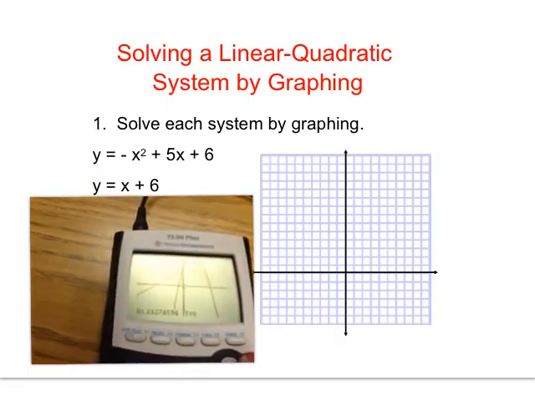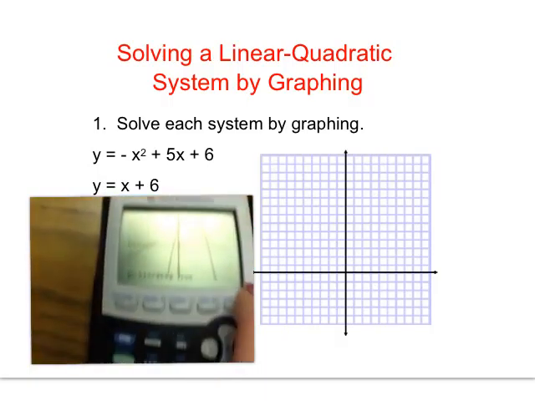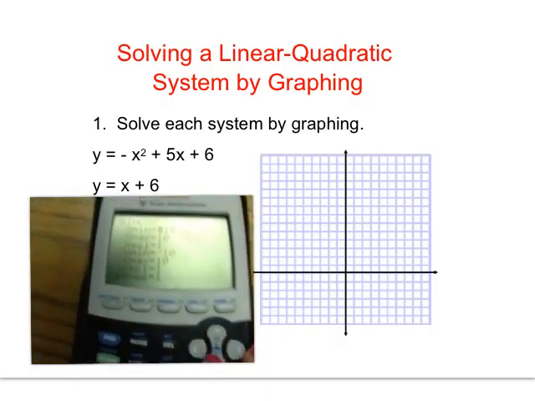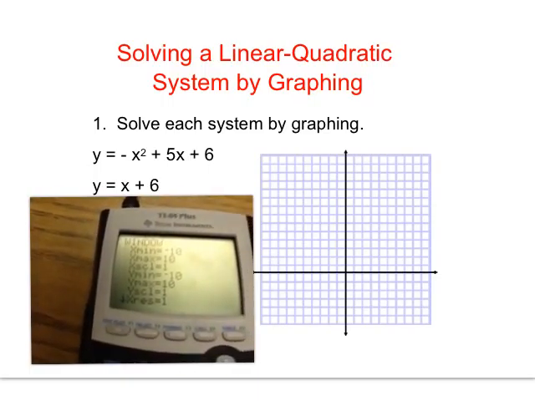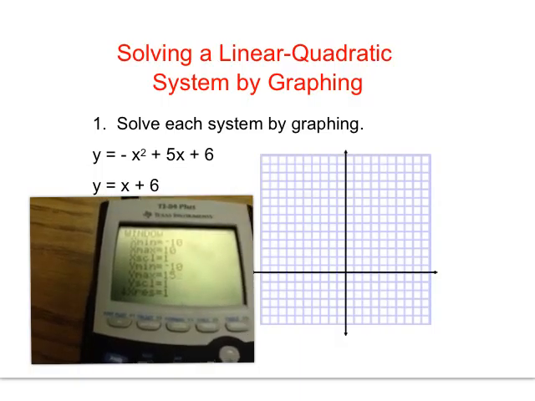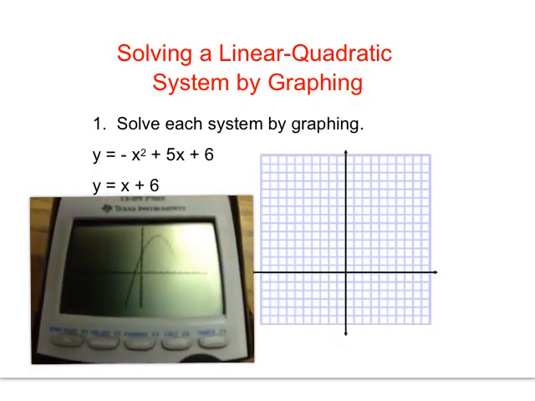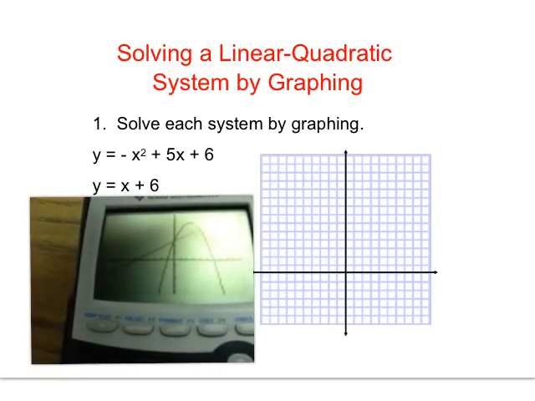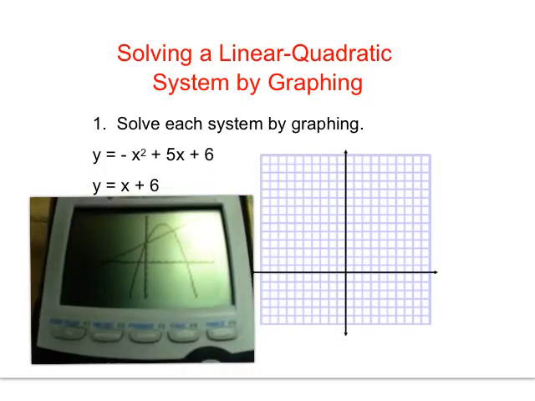It's a little hard to see this solution up in this corner here, so I'm going to adjust my window, pushing window, and I'm going to go higher. So I'm adjusting the y maximum. 10 was almost high enough, so I'm just going to change that to 15. Push graph, and let's take a second look. So there's my parabola, there's my line, and I can very clearly see there are 2 intersection points.